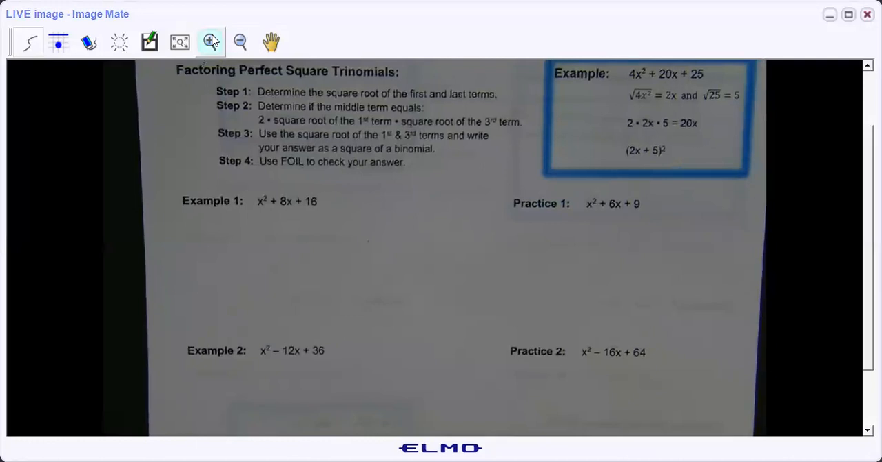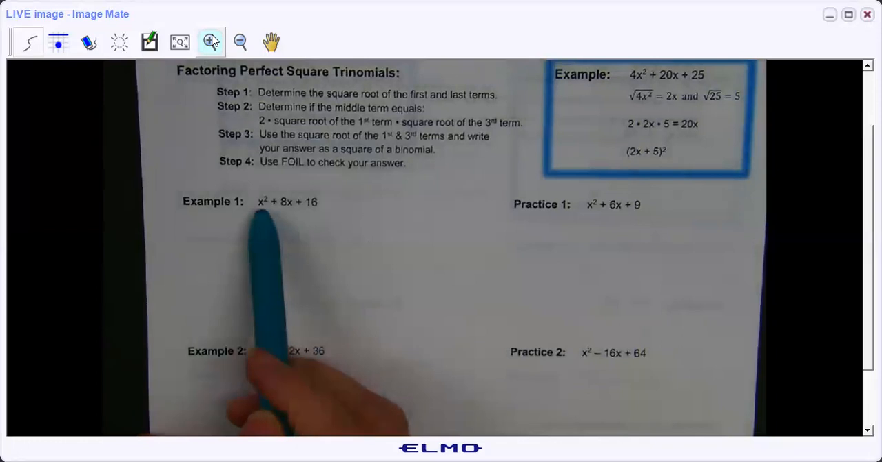When you look at a problem, you may not automatically realize, oh, my first and my third terms are perfect squares, and that's okay. If you don't realize it, you'll just factor it like you normally do. However, if you're able to easily recognize that both your first and third terms factor out to perfect squares, then you can use the methods I'm going to teach you on this page. So what does that look like?